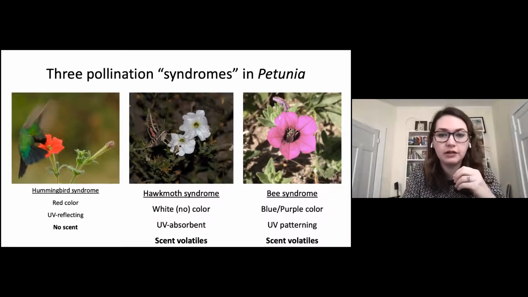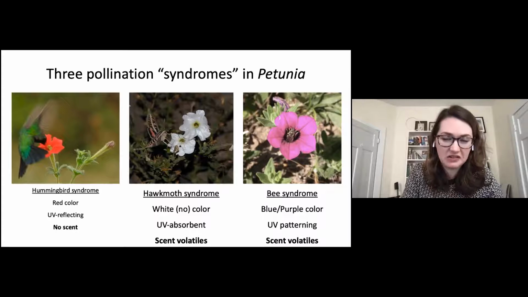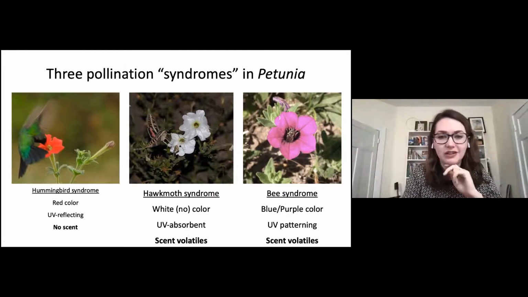And then we have bee syndrome, which you see here. It's a blue-purple color. There's often UV patterning and some scent volatiles as well, generally during the day. Bee syndrome can be broken down into many different bee syndromes, but we'll just leave it as bee for today.